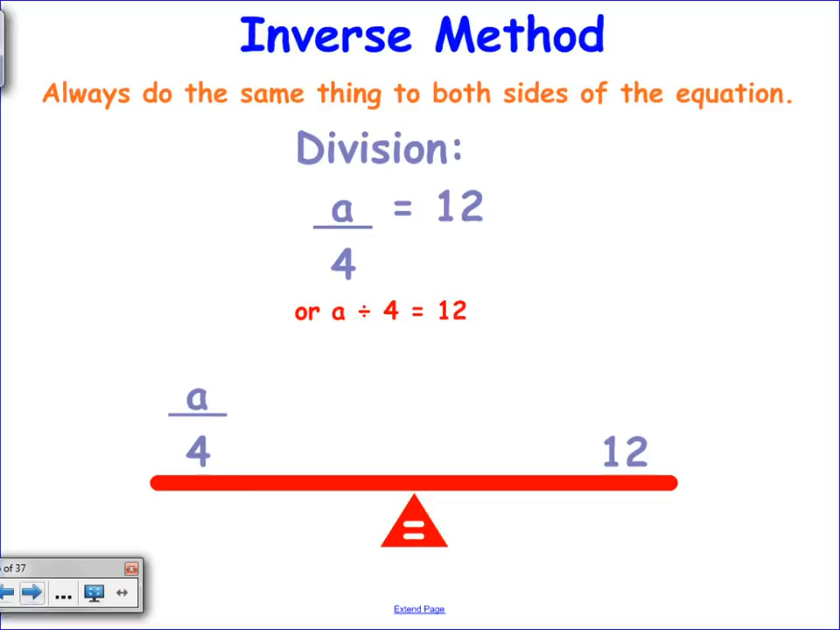A over 4 equals 12. So when you do maths proper, what does a over 4 mean? Good. A divided by 4. We don't use this in maths, we use this format. So a over 4 equals 12. So if a is being divided by 4, by 4. So a equals... Can you see how that works?